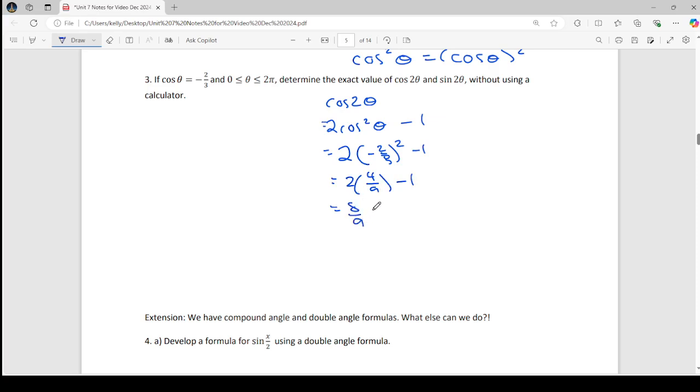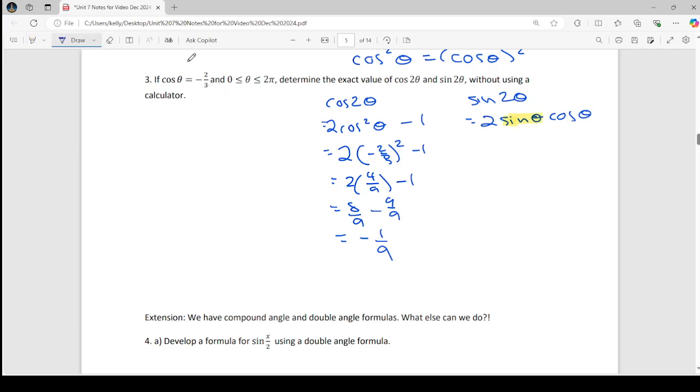So 8 over 9, and 1 is 9 over 9. So minus 1 over 9. So cos 2 theta is minus 1 over 9. Now to find sine 2 theta, this is 2 sine theta cos theta. Okay, and now we don't have sine theta. We're going to have to do some work to figure out what that is.